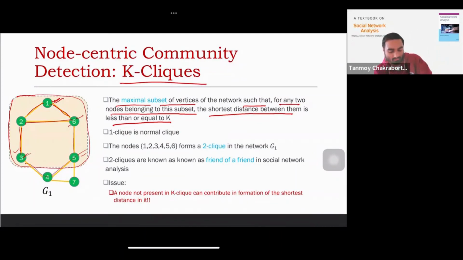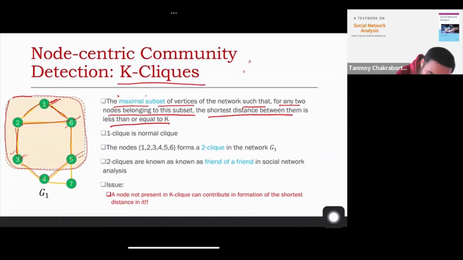Now, here you just pause and ponder. Try to understand some of the terminologies here. I said that this is the maximal set. I hope you know the difference between maximal and maximum. What is maximal? What is maximum?